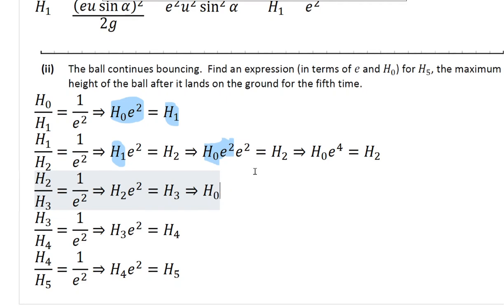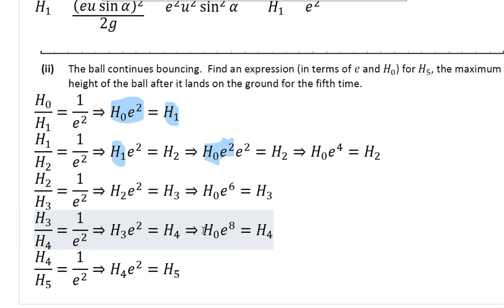So H0, that's going to be E to the power 6, isn't it? Yeah. Okay, I think that's a nice shortcut to take, that we know H2 is bringing E to the power 4, multiplying by the E squared. Then H3 is bringing E to the power 6. So that's going to be E to the power 8 equals H4. And it is going to be E to the power 10, which is what I thought it was, but I didn't want to say in case I was going to make things even worse. And then H4 is that, so that's H0 E to the power 10 equals H5. And actually that's the answer.